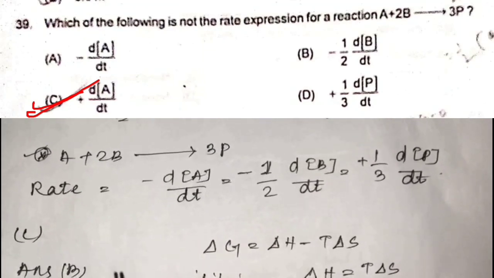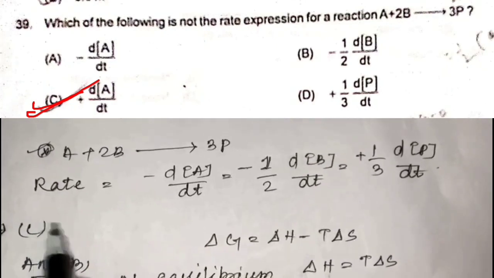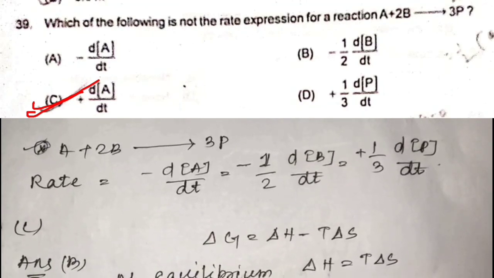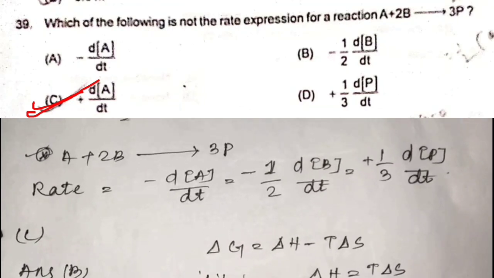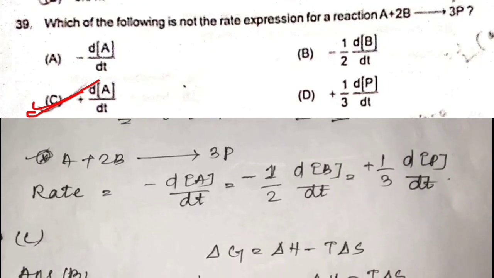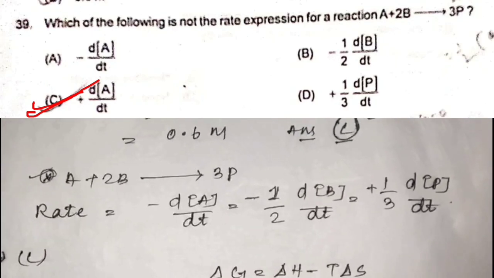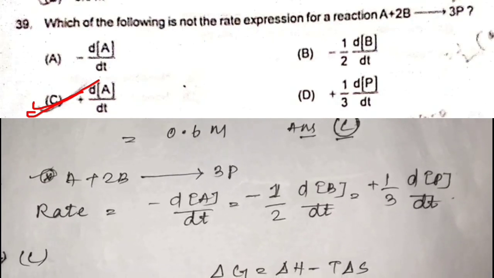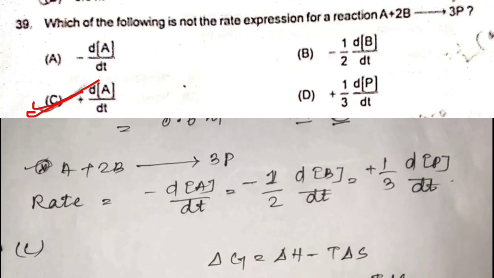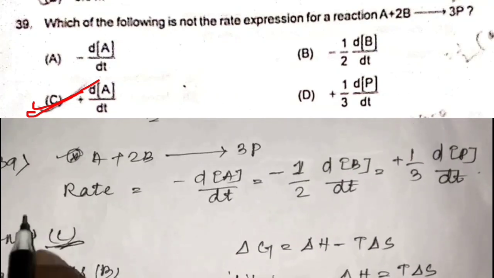In the question, option number 3, plus dA upon dt, is actually incorrect. This is not the rate expression, because the rate of disappearance, that is the rate of a reactant, will always be negative, because the concentration decreases as the reaction proceeds. So the correct answer for this question is C, 39C.